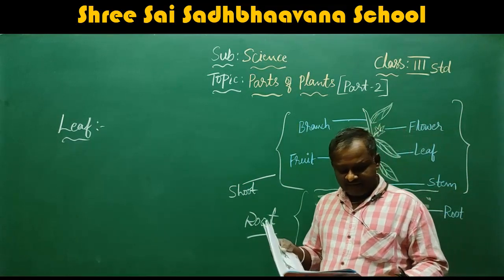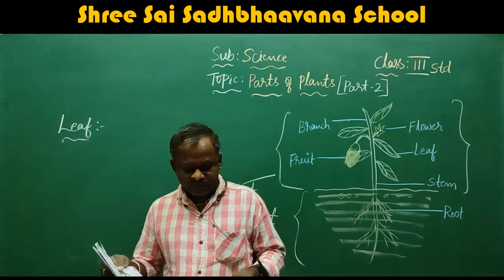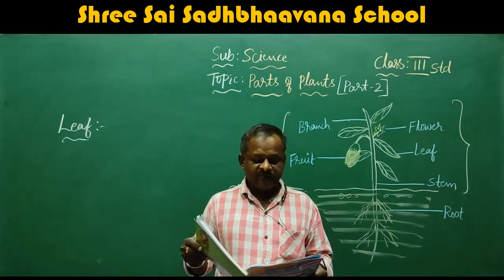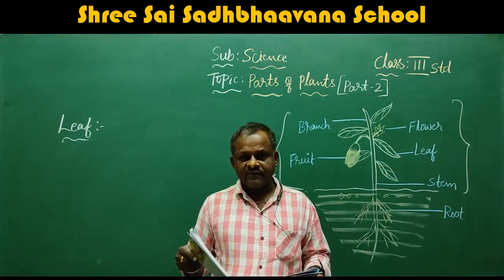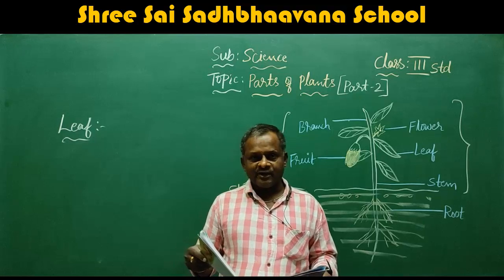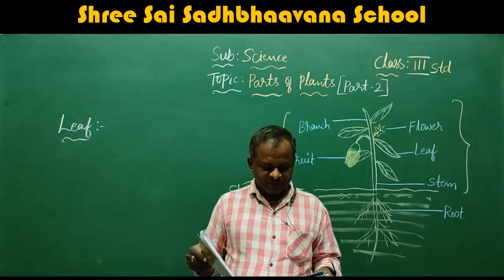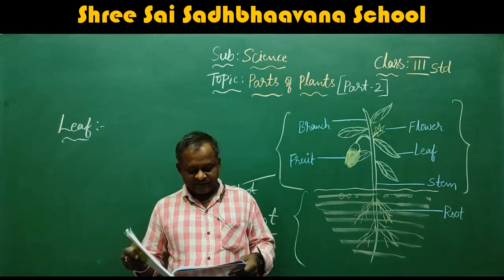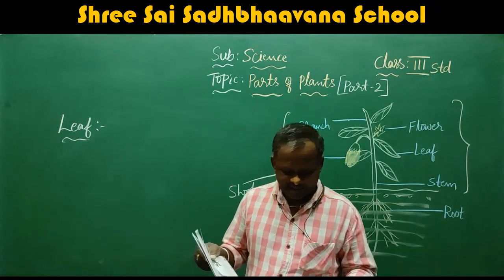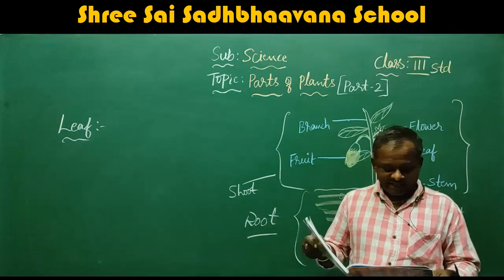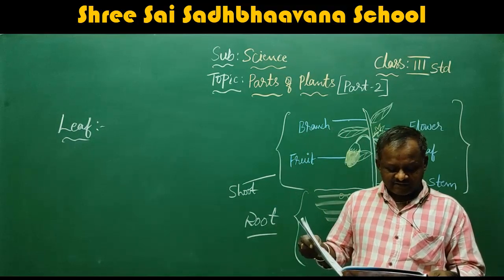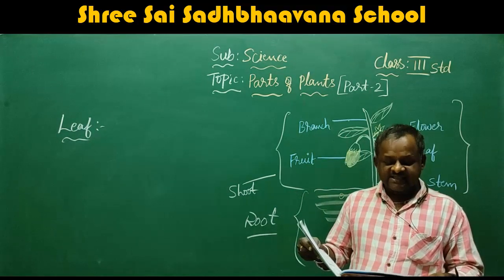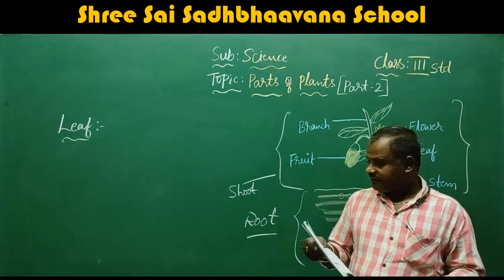In the same way, we have learned the two types of root system, that is taproot and fibrous root. Taproot system: carrot and radish are the examples. Grass, sugarcane, onion, rice and wheat are the examples for fibrous root system.